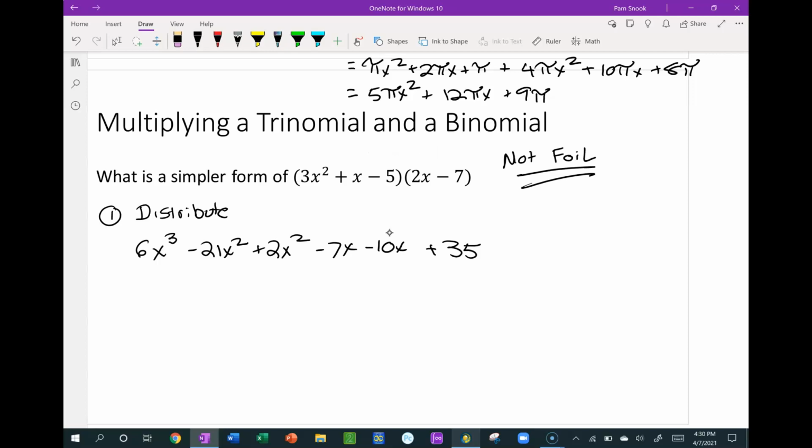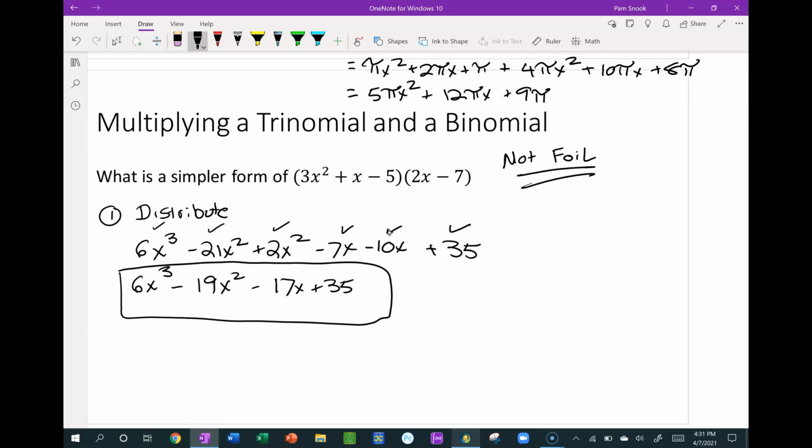Now the next thing I'm going to do is combine my like terms to simplify this. So I have 6x cubed. I have a negative 21x squared plus a 2x squared. So that gives me a negative 19x squared. And as I go, I like to check these off so I know I did them. Then I have a negative 7x minus a 10x gives me a negative 17x. So check those off. And then plus 35. So that's my answer here using distributive property.